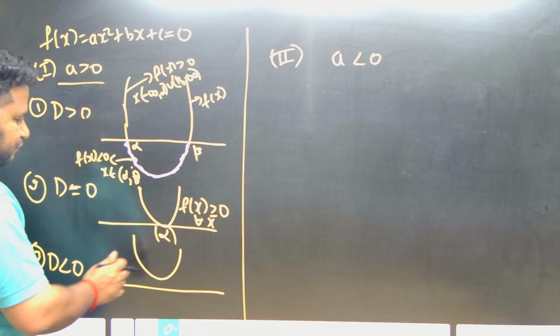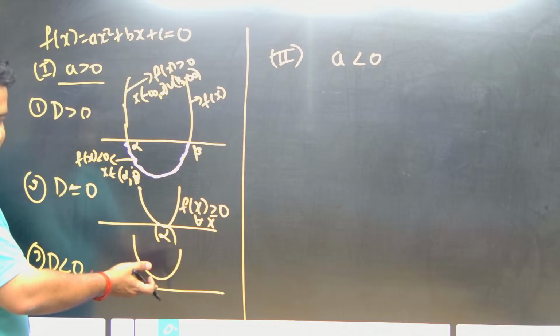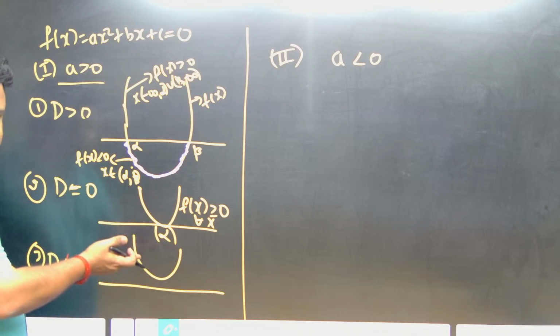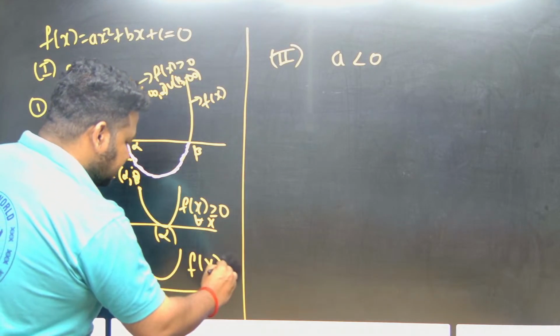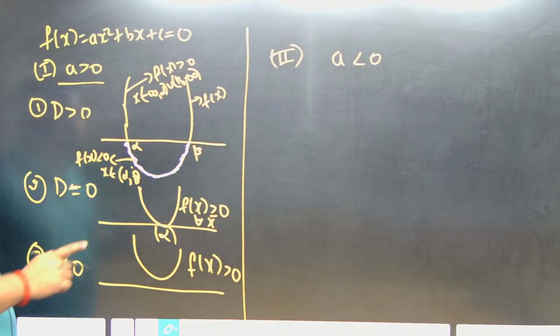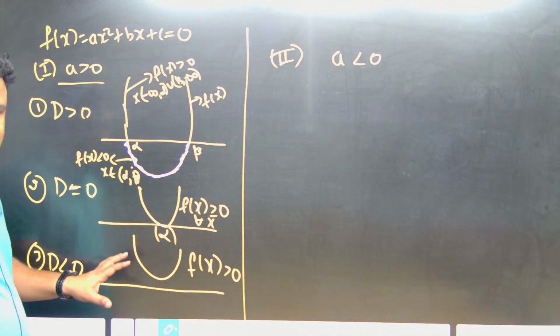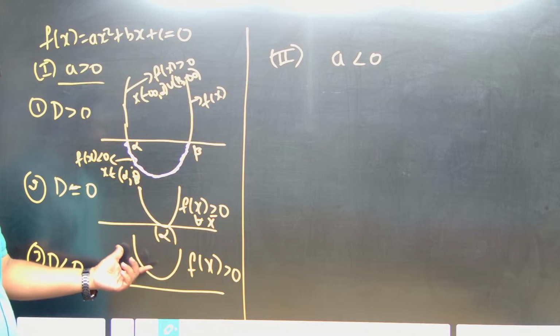Now what will happen to f of x? f of x is definitely above the x axis. So since it is above the x axis, what can I say? f of x is greater than 0. Most people make the mistake of thinking that imaginary means it will definitely be less than 0. No, look at the graph.